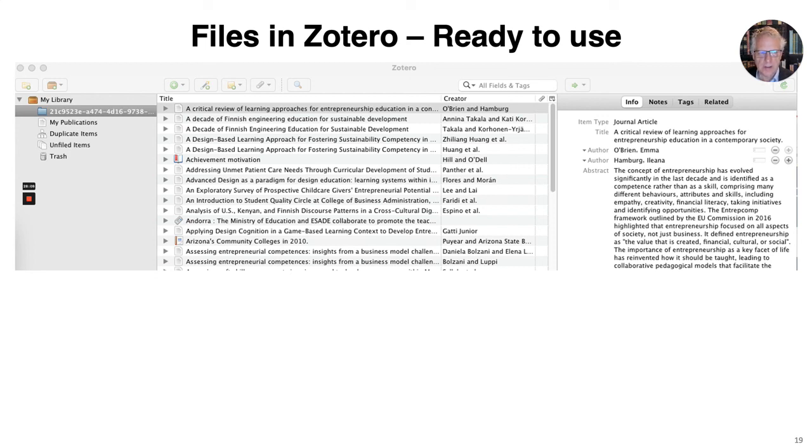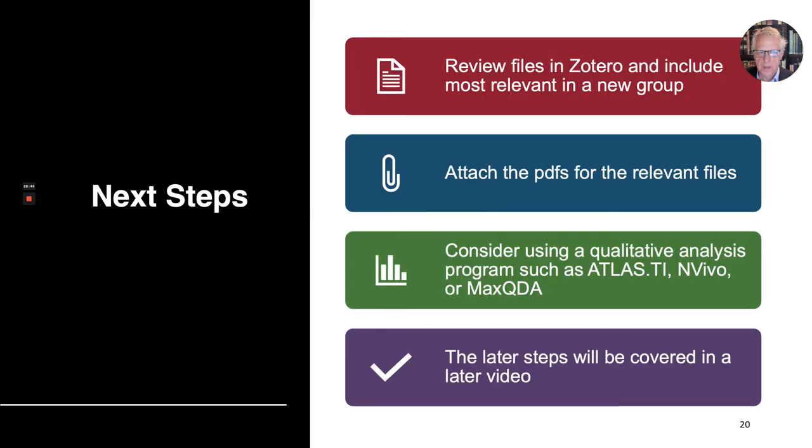You'll notice that it has also imported a number of critical information pieces about the article, including the abstract, and you may well use the abstract to decide whether to keep the article in a data set or not. If you wish, at this point in time, a quick way to categorize these is simply to move the most relevant articles based on a review of the abstract into another part of your library, and then you have a subset already, and you have done the first step of reducing the number of potential references that you will fully analyze. Your next steps are to review the files in Zotero and include the most relevant in a new group.